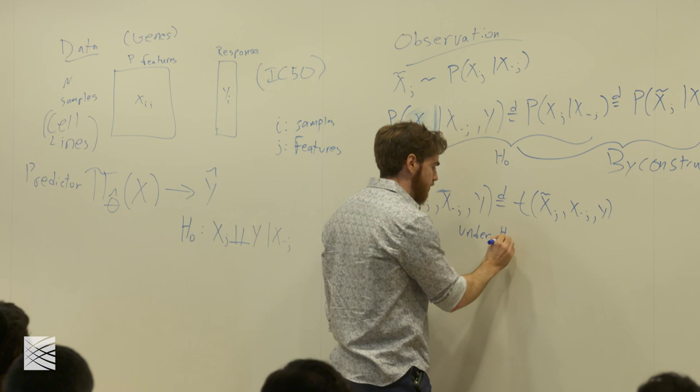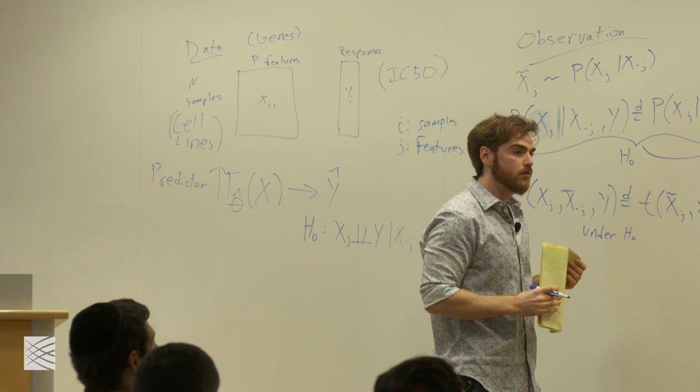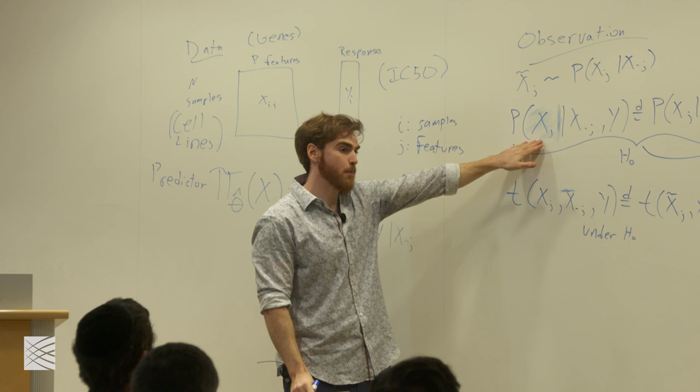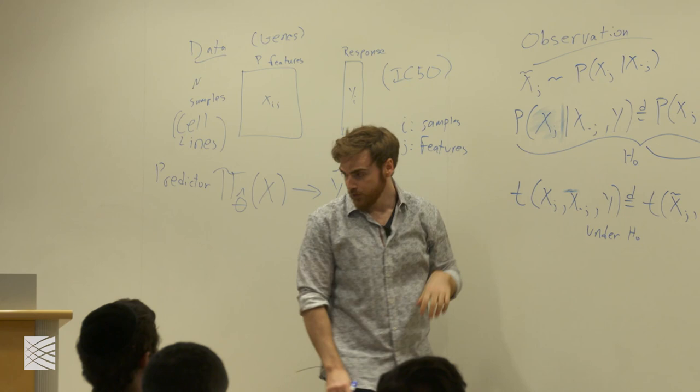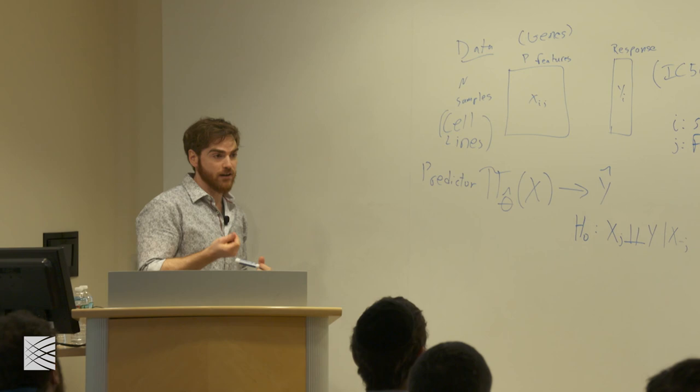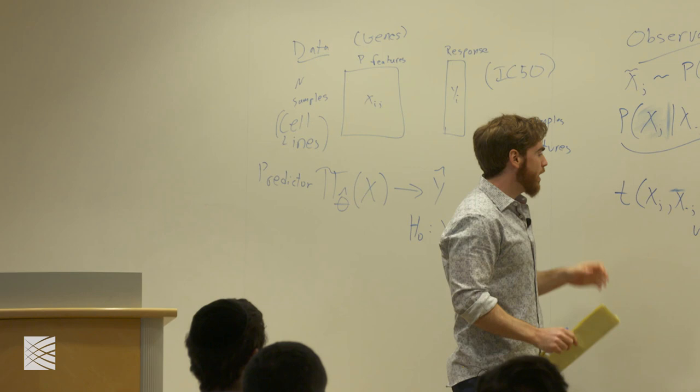What is the difference between x tilde j and xj? So xj is the real data. It's what you really observe, right? And then if I knew somehow what the conditional distribution was of that feature given all the other features, I could resample that feature and get a fake feature. So this is related to what Lucas Jansen talked about with knockoffs. You could think of it as a single coordinate knockoff. So you have this sort of fake x tilde j.